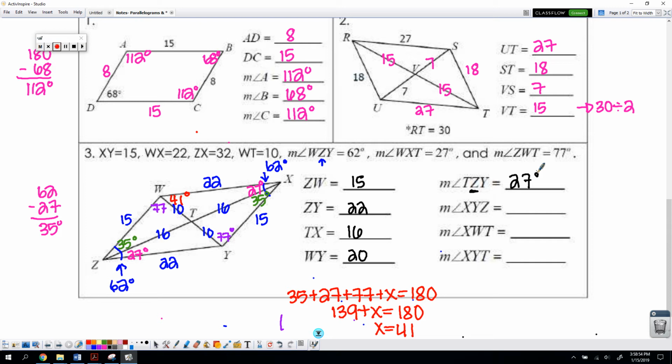And then XYZ, I'm going to need to add, because this one, let me go back and write it. This one is 41. So for this one, I need to do 41 plus 77. That gives me 118. Now I need to go through XWT. So XWT is 41 degrees. And then XYT, you know that XYT is 77. This is probably one of the hardest ones, but you will need to practice to make sure you understand it. Okay.